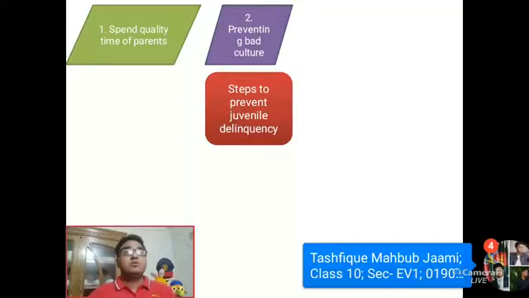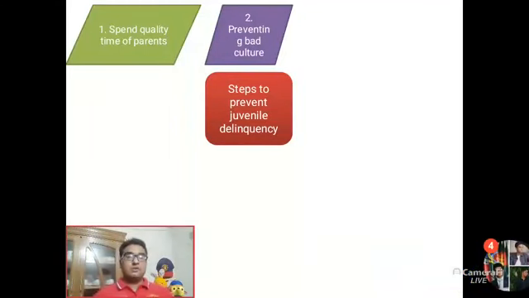Number two, preventing bad culture. We have to take steps to prevent bad culture. Sometimes elements of other cultures can destroy our cultures, and then destroy the mentality of our children.